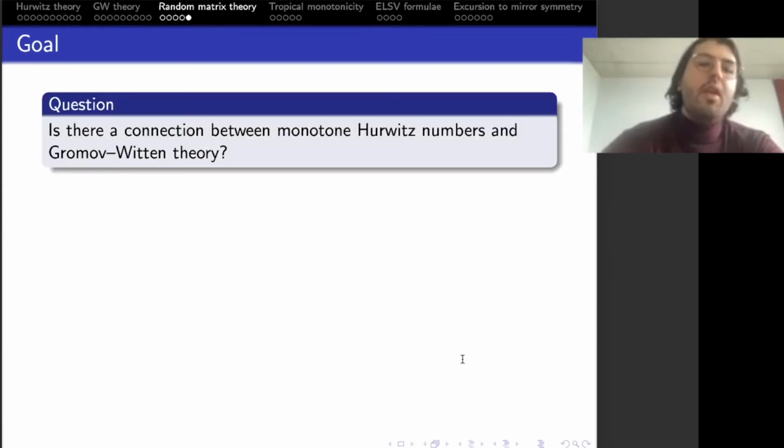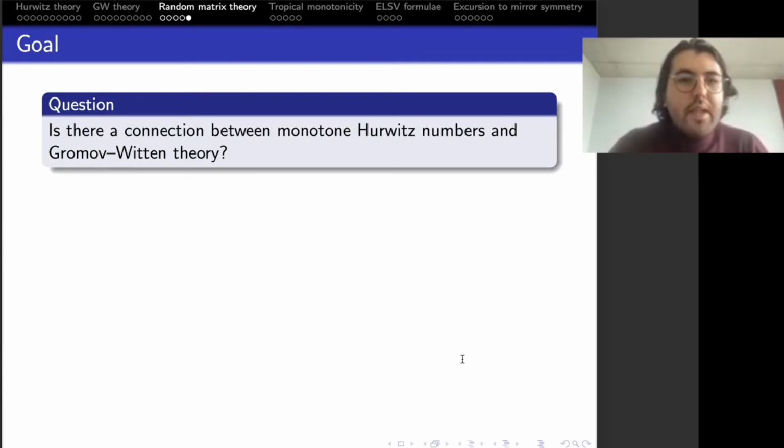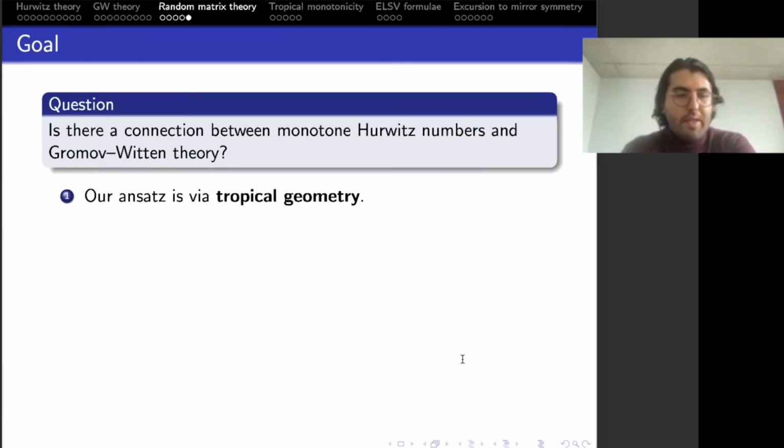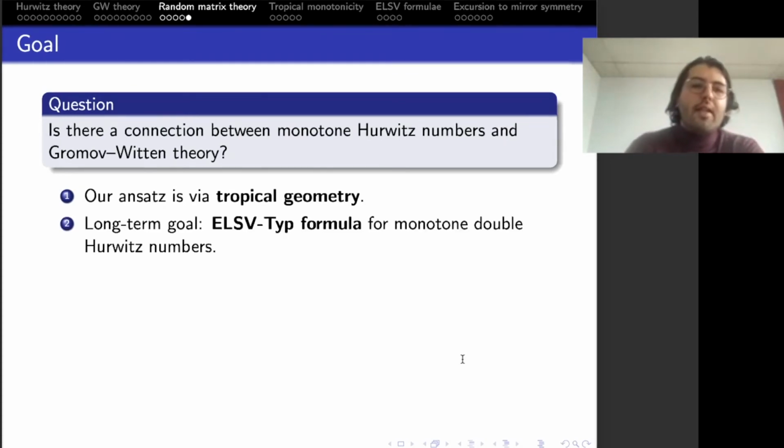All right, great. So now the question is, we had this connection between classical Hurwitz numbers and Gromov-Witten theory, and the question now is: is there also a connection between monotone Hurwitz numbers and Gromov-Witten theory? And this is one of the most studied questions since 2011 in Hurwitz theory as well. And this is a question that I also worked on and still work on, and our ansatz that we choose is via tropical geometry. And our long-term goal is to derive an ELSV type formula for monotone double Hurwitz numbers.